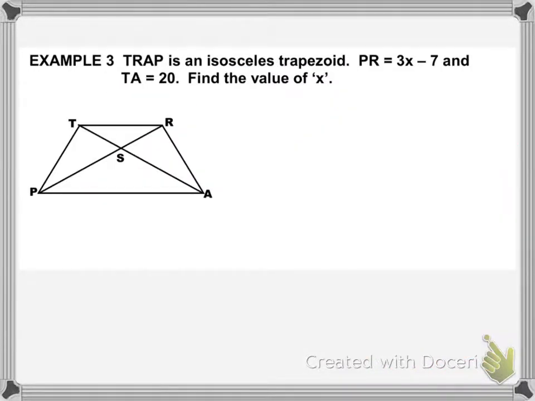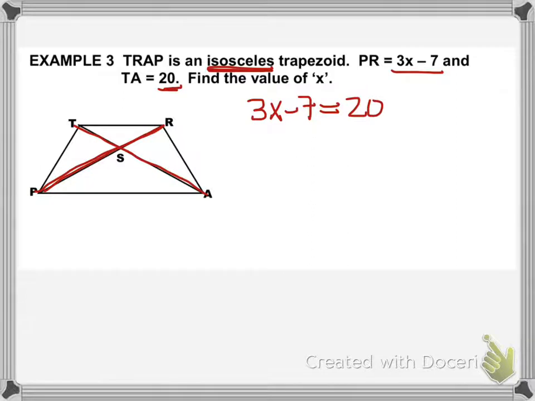All right, here's another one. Again, we have an isosceles trapezoid. PR has a length of 3x minus 7. That's one diagonal. TA has a length of 20. That's the other diagonal. Remember, diagonals are congruent. They are equal in length. So that means I can put an equal sign between these two expressions. And then this is what we'll solve for x.